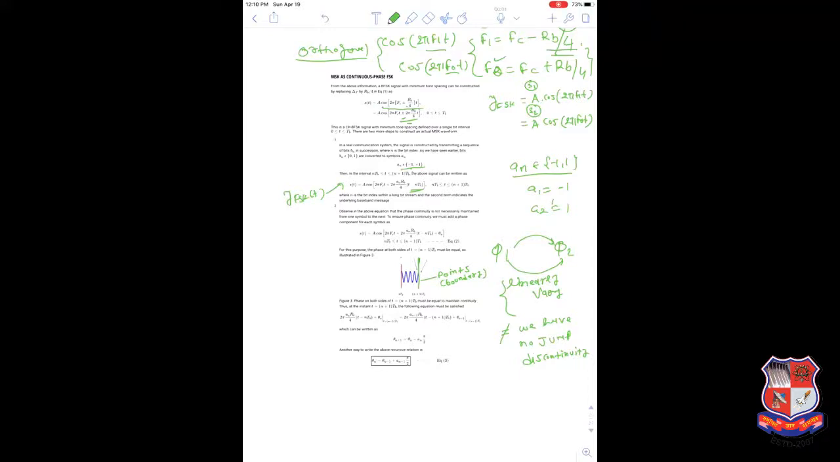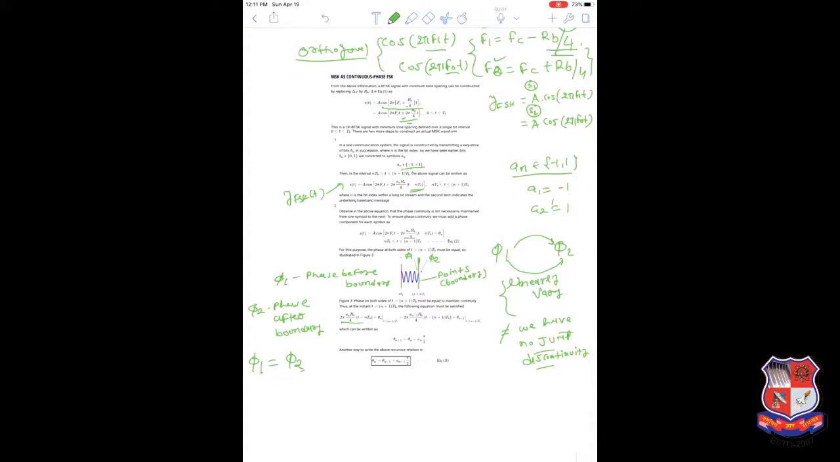At this boundary, whatever the phase is, suppose phi 1 before the boundary, the same phase should continue after the boundary. So phi 1 is the phase before the boundary and phi 2 is the phase after the boundary. To reduce the phase discontinuity, or jump discontinuity, phi 1 should be equal to phi 2. That part has been placed over here.